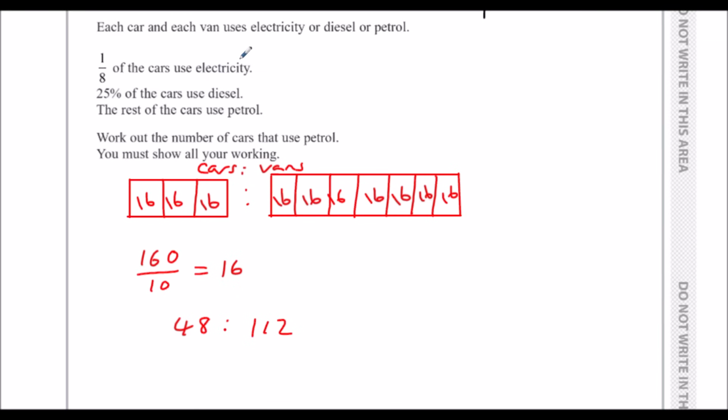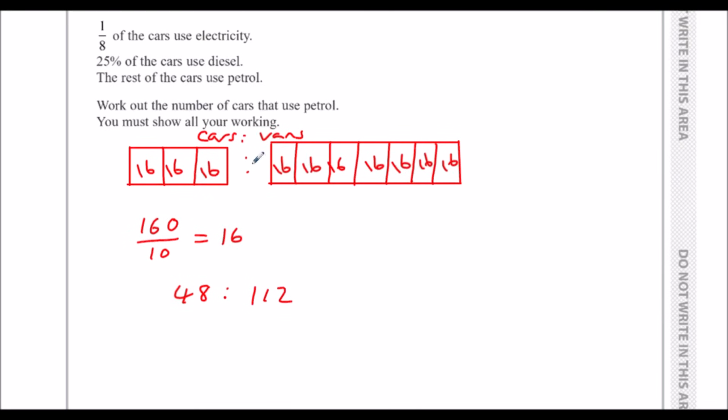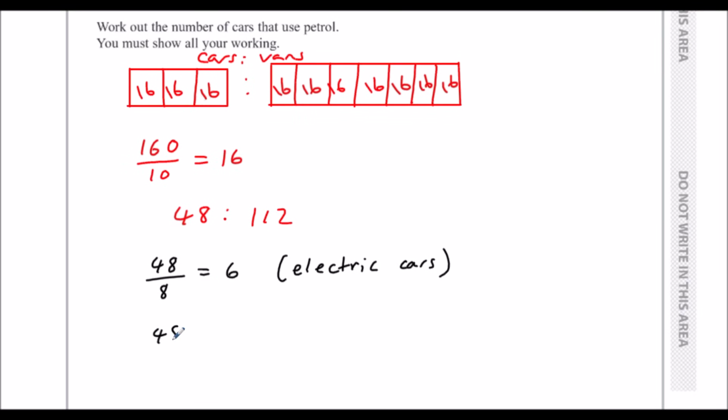1/8 of the cars are electric, use electricity. So to find 1/8, I can divide by 8. So 48 divided by 8 is 6. So there are 6 electric cars. 25% of the cars, that's a quarter, use diesel. So again, 48 cars, a quarter are diesel. So 48 divided by 4 is 12. So 12 diesel cars.